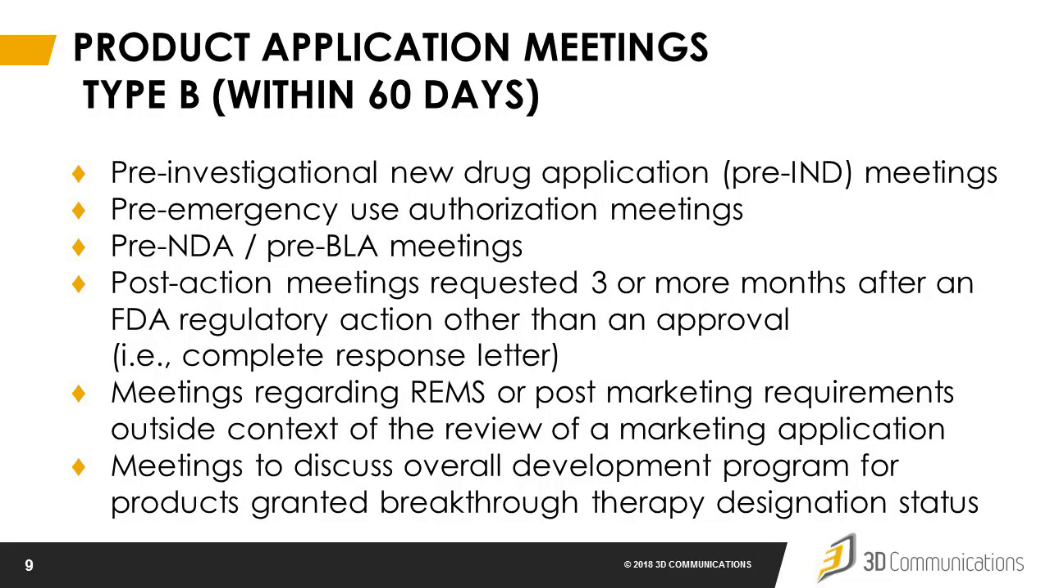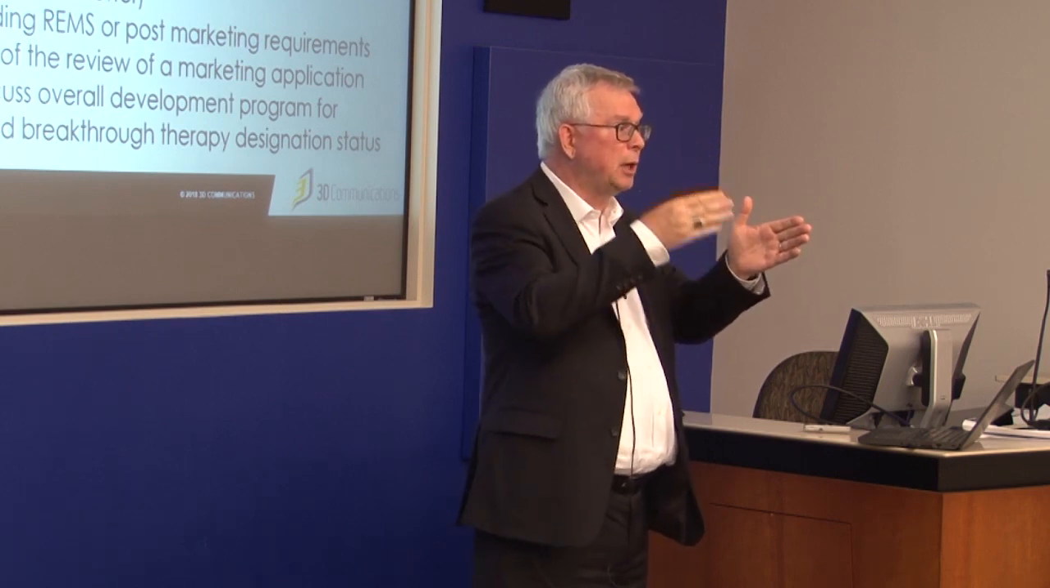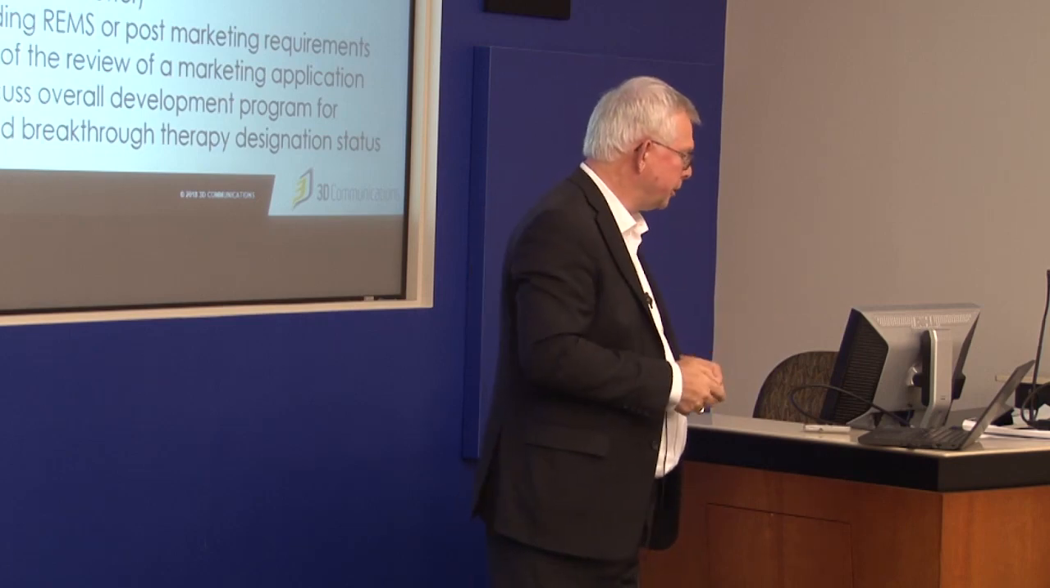Type B meetings are usually granted within 60 days. They are still important meetings, like the pre-IND, the pre-NDA meeting, or BLA meetings. So it's still important, but it can wait a little bit. That's why the FDA has said, well, this is type B. Within 60 days, you get a meeting, and then you go from there. Meetings regarding REMS or post-marketing requirements, but then outside of the context of your application. So if you have submitted already something, you don't have to go for a type B meeting to discuss your post-marketing requirements. That goes basically into the discussions you have about the submission itself and the deficiencies there.